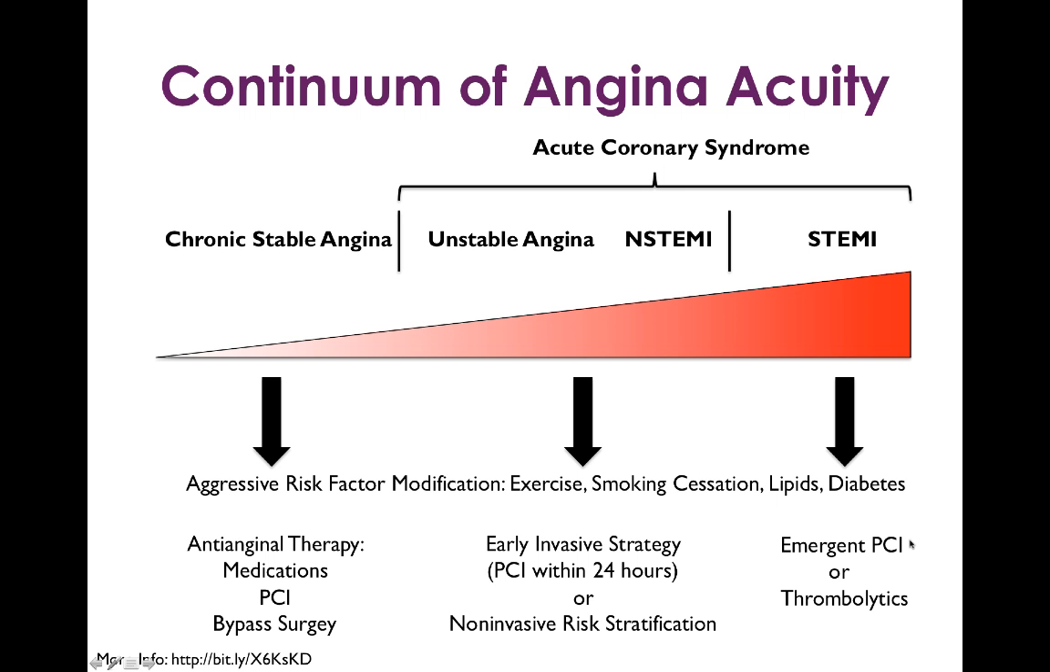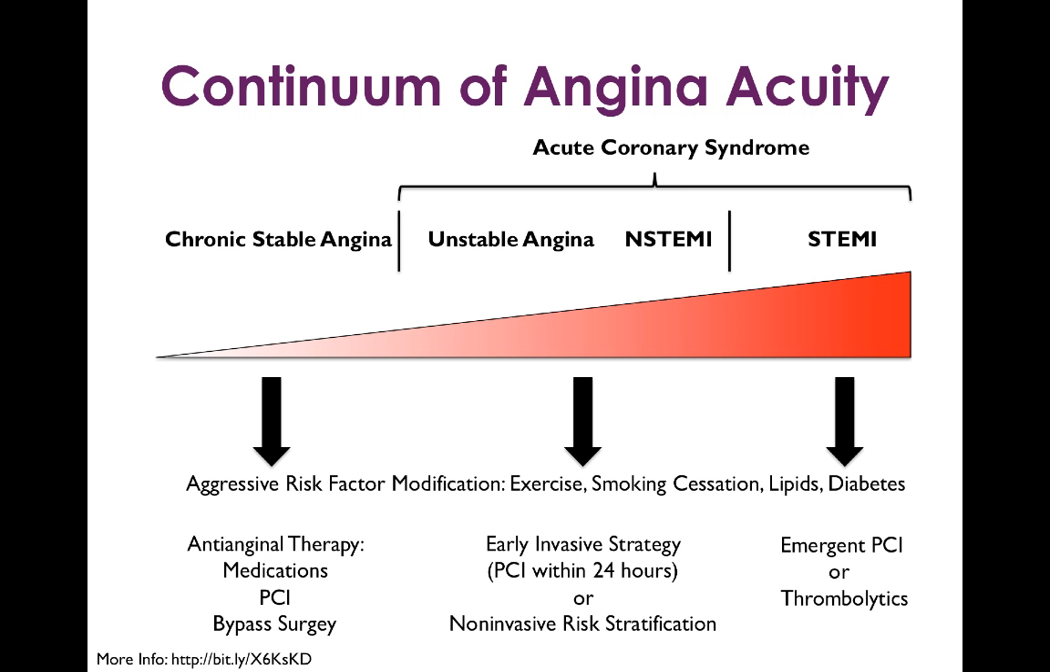The main idea with an ST elevation MI is that you want to open up the artery quickly, and that's done with either an emergent percutaneous intervention or thrombolytics. Unstable angina and non-ST elevation MI, there is, reflecting the continuum even within this subcategory, a continuum of treatment choices.